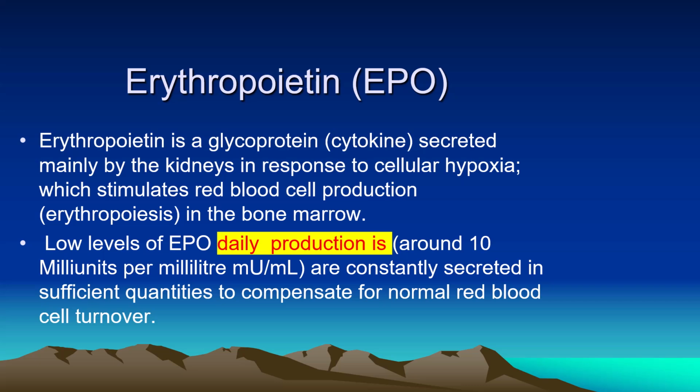If RBCs are produced in less numbers, the viscosity of blood is decreased, and if the RBC production is more than the turnover, the viscosity increases. So for normal production of RBCs, 10 milliunits per milliliter is produced daily.